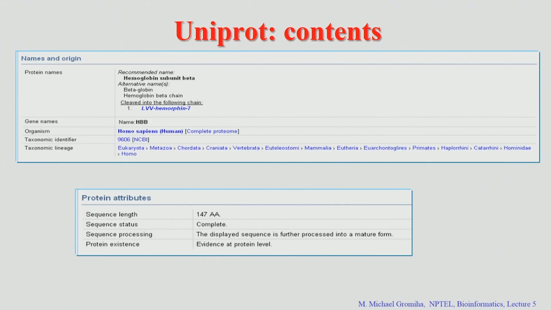Next they give the synonymous names, the alternate names for this particular protein, then the gene names, organism and so on. Then here we get the protein attributes. This 147 amino acid protein has a sequence status of complete because they got the full sequence, and it is known at the protein level, meaning they have protein-level evidence.